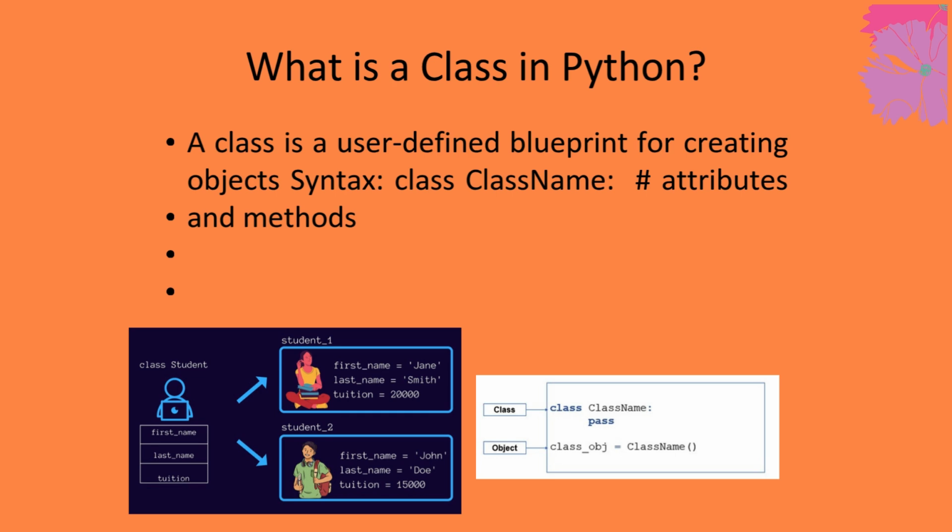When you define a class, you are telling Python what properties and behaviors any object created from this class should have. For example, a student class might have attributes like name and age and methods like study or attend class. Think of classes as templates to create real-world like structures in code.